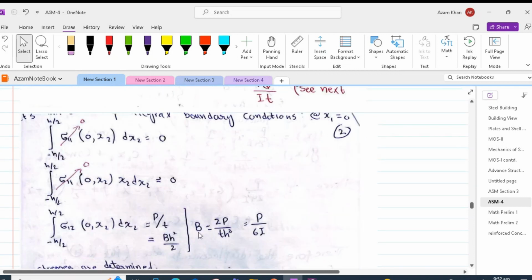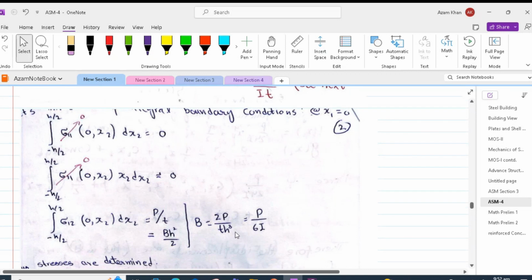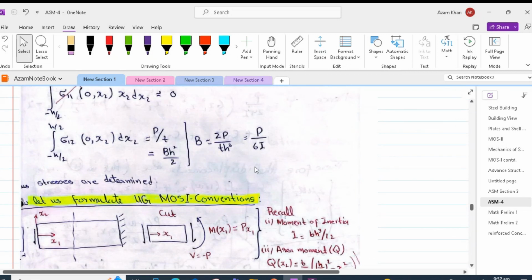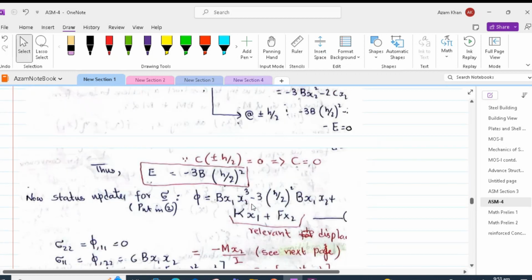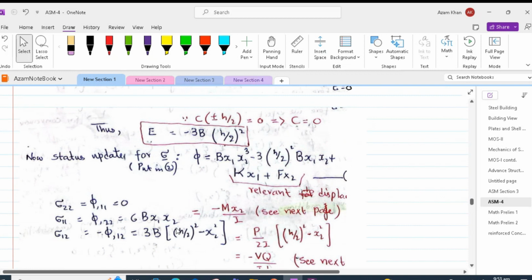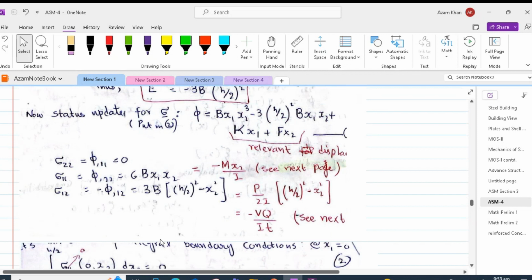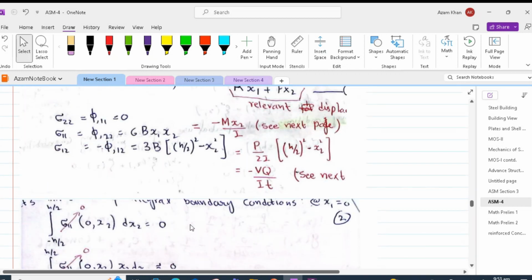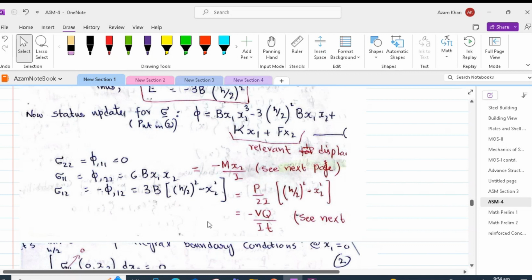We can also write B in terms of I, remembering that I is Bh cubed by 12, and that gives us B equal to P by 6I. That B can be plugged into these values, and we can easily get an equation minus Mx2 over I. So if we compare the elementary beam theory with the theory of elasticity, we find that the stress equations stay the same. This is unlike the previous case of the simply supported beam, where we had other terms also included.